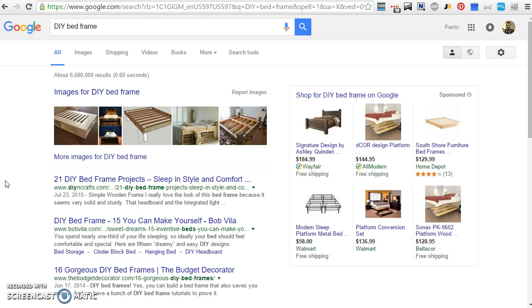So I want to show you some examples of keywords that do not have commercial intent, and then some examples of keywords that do have commercial intent. Let's take a few minutes to go through a couple of these examples one by one.